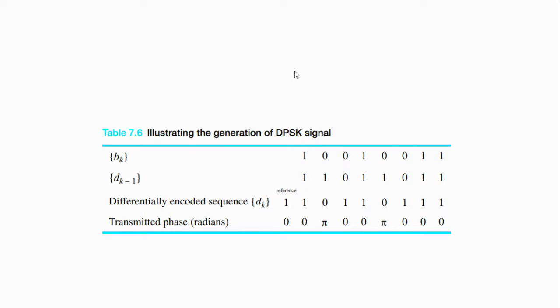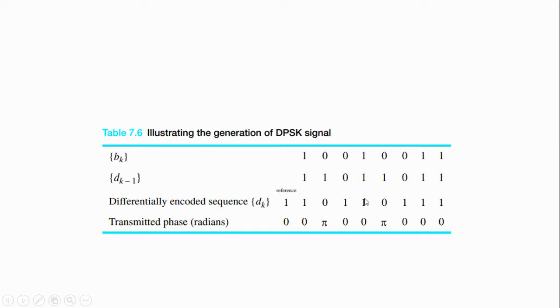Here both symbols are the same. This is the reference bit. This bit goes here. Here both symbols are the same, then the output is 1. Then this bit is moved here, and both symbols are different, then the output is 0. Then this bit is moved here, and both symbols are the same, so the output is 1. Then this bit is moved here.